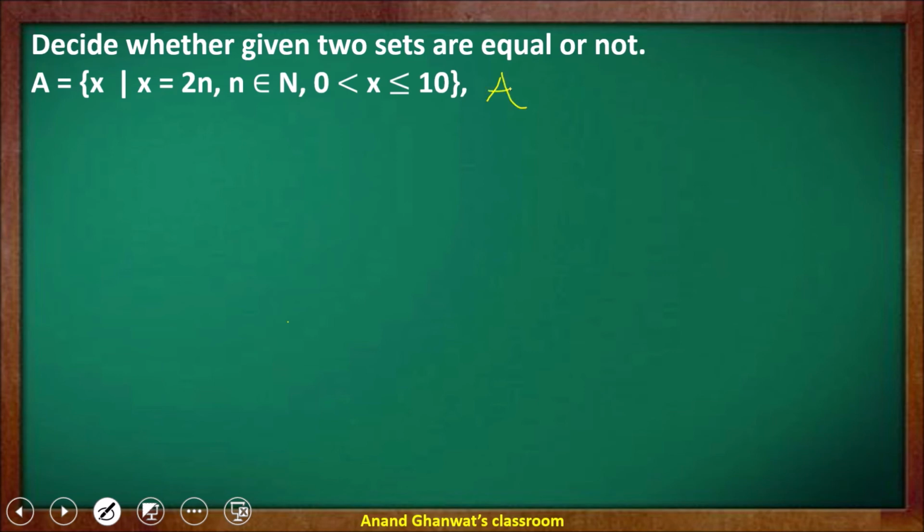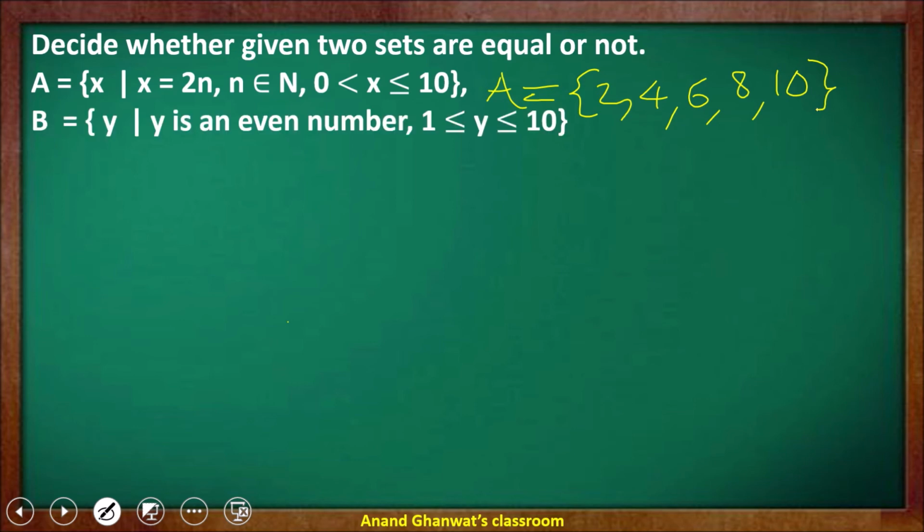A is equal to, now here, why the condition, understand that we have to find the number which is a multiple of 2, it is a natural number and it is greater than 0 and less than or equal to 10. Therefore the elements in set A are 2, 4, 6, 8, 10. So these are the 5 elements in set A.